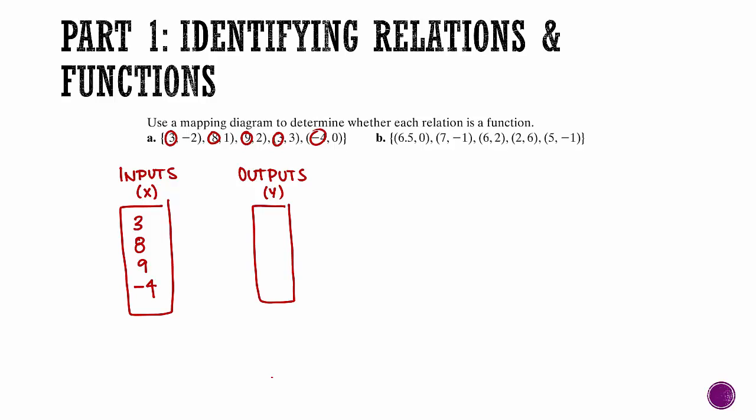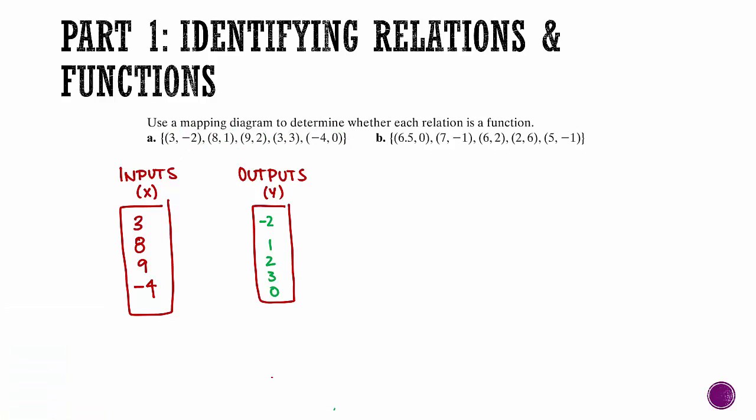Now because 3 is already on here, I'm not going to write it on there twice. And then list all of our outputs. So I get out a -2, I get out 1, a +2, a 3, and a 0. Now the mapping part of this says that we are going to map one onto the other.